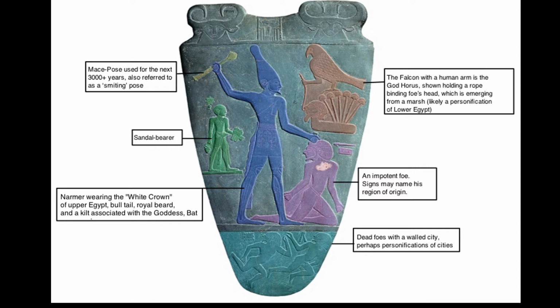Now, Narmer stands on top of two figures that are dead. There is a little square of a walled city beside them, but don't worry about that in this case. But notice that they are floating, showing that they are lifeless. And these are people that he's already conquered.